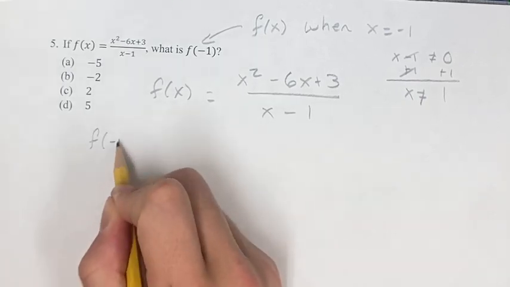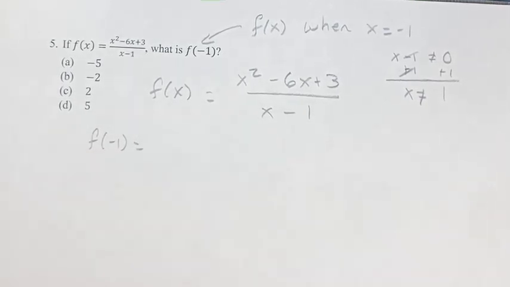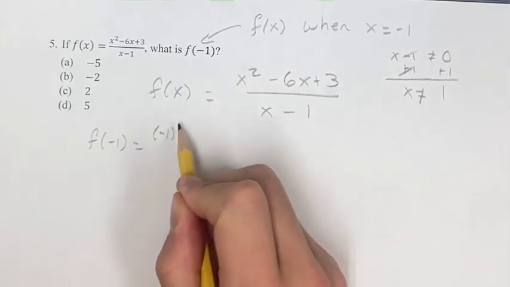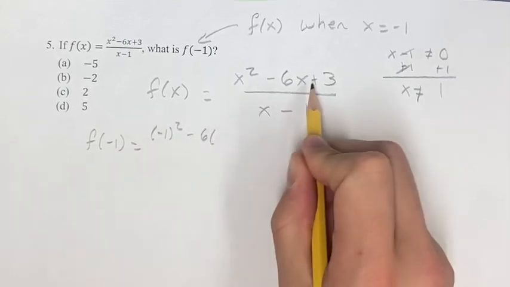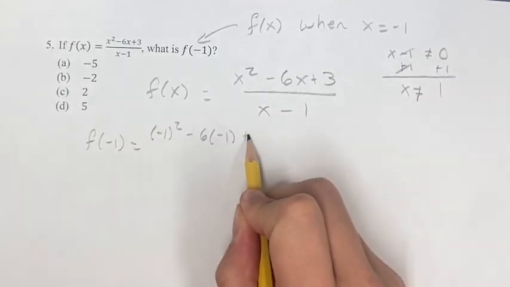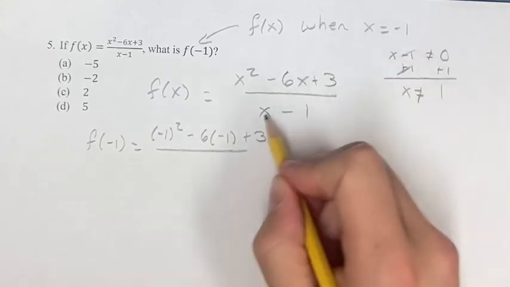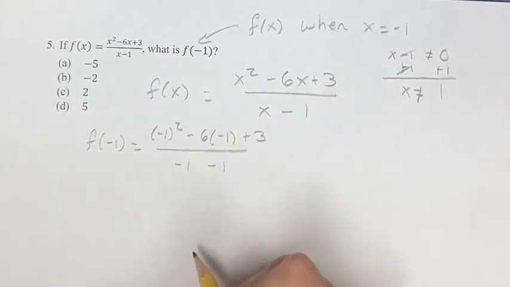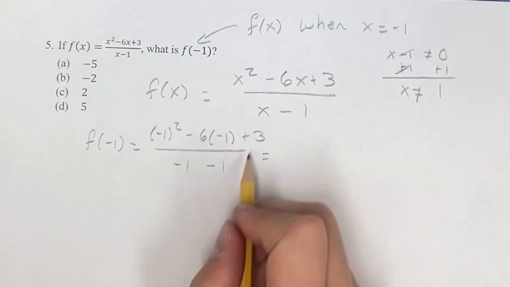So f of negative 1 is equal to, now the simplest way to do this, we just plug in negative 1 every time we see x. So x squared becomes negative 1 squared, minus 6 times x is 6 times negative 1, plus 3, over x is negative 1, minus 1. And now we just simplify this.